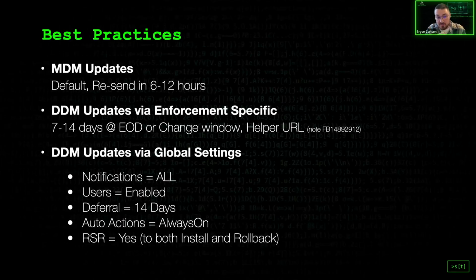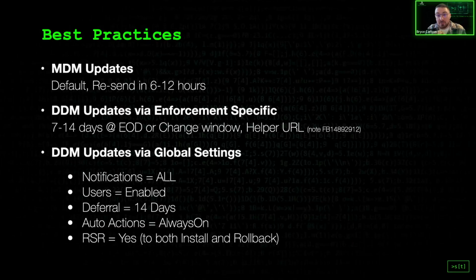So that's enforcement specific. Global settings, where I've seen the most success, there is a value, and actually I'll put it up on screen here, but the notifications set to all. There's an option where you can have it only show one hour before. I don't know why that option exists. Personally, I don't get that. I'd want more notifications, not less, but hey.